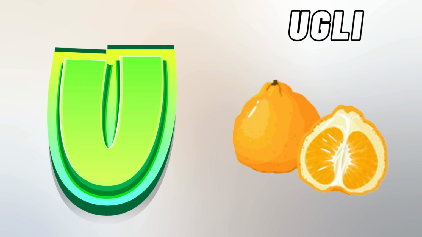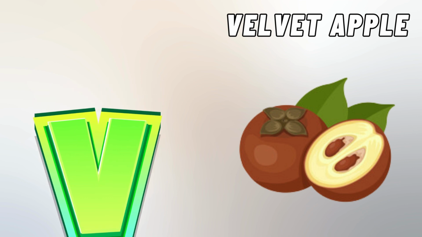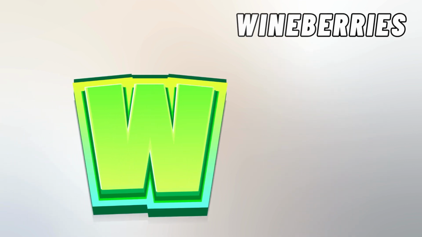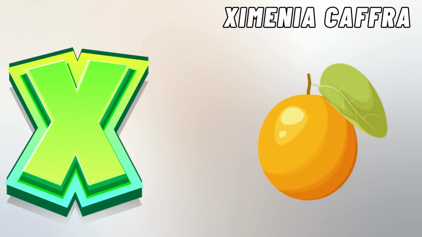U is for Ugli. V is for Velvet Apple. W is for Wineberries. X is for Xigua.